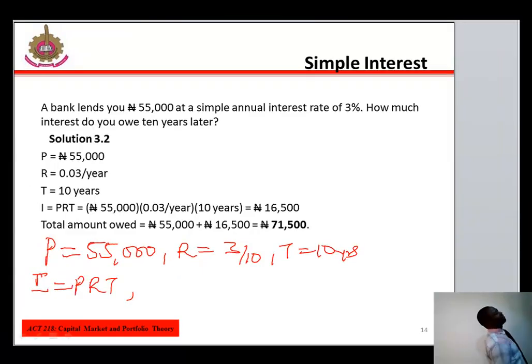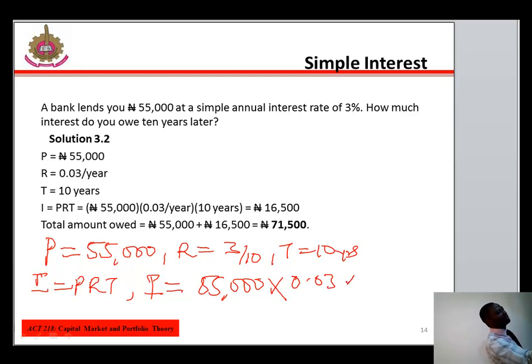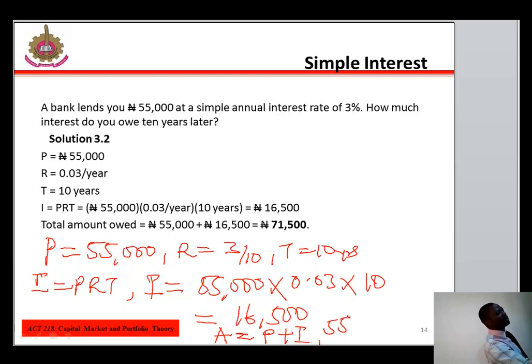By substituting the above values into this formula, we have I equals 55,000 multiplied by the rate, which is 0.03, times the t, which is 10. So at the end of the day, we have 16,500. Then the question says, how much do you owe 10 years later? Amount will be equal to principal plus interest, and our principal is equal to 55,000 plus the interest gotten, 16,500. At the end of the day, we have the amount to be equal to 71,500 naira.